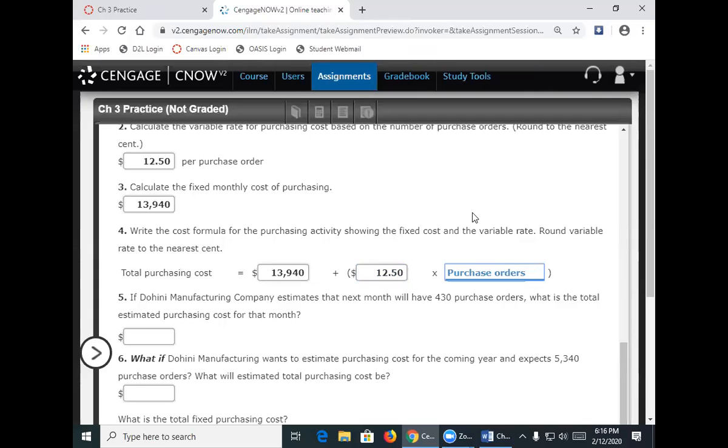So then on part 5, it said, well, if Doheny Manufacturing Company estimates that next month we'll have 430 purchase orders, what is the total estimated purchasing cost for that month? Well, I ran out of room. But how would I calculate that? 430 times the 12.50. Very good.